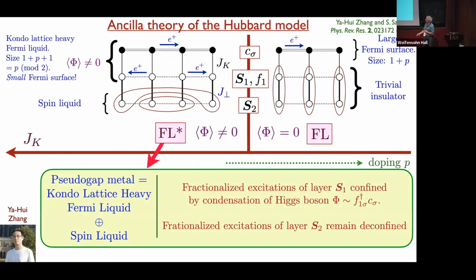So if I did neutron scattering on the Hubbard model in this phase, I would see two sets of spin excitations. I would see the usual excitations of a Fermi surface, but a small Fermi surface. And I would also see the spinons of the spin liquid. Okay, and there's, I think, quite a bit of evidence for such two sectors in the neutron scattering of the cuprates, but nothing quantitative that I can report to you yet.